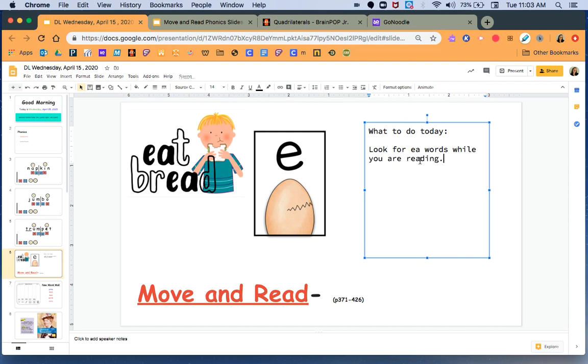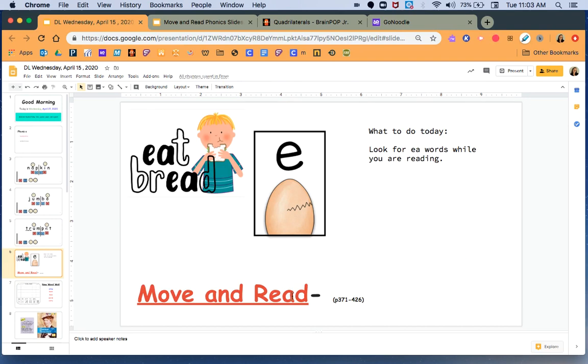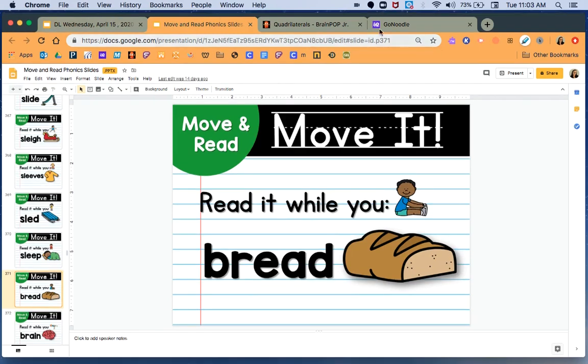I found one right there. And I want you to see if that EA says E or that EA says E. And I want you to point it out to a family member or whatever you can do. And just see if most of your words that say EA make that E sound or the E sound like an egg. So today we are going to be doing our move and read.